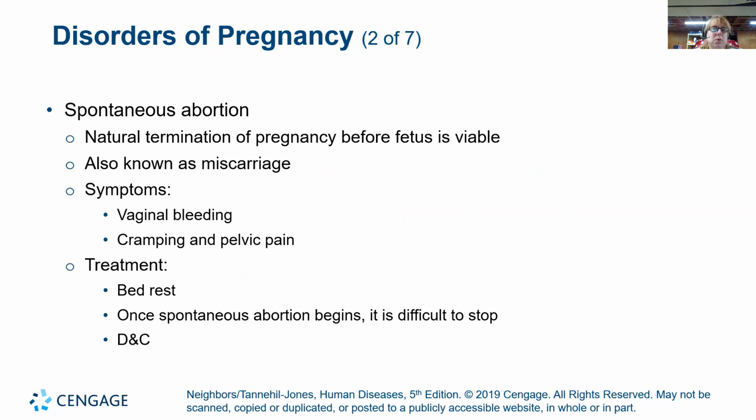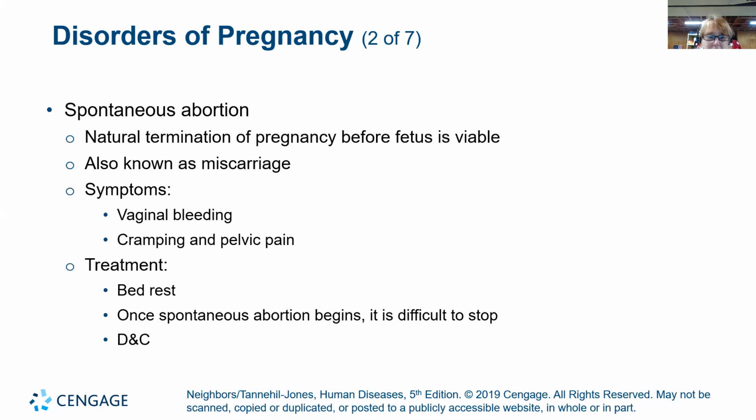So let's talk about the word spontaneous abortion. This is also known as a miscarriage, and the medical term for it, spontaneous abortion, can get people riled up, and miscarriage sounds a little nicer, okay? It is when nature terminates the pregnancy before the fetus is viable, okay? Usually it starts with vaginal bleeding, cramping, and pelvic pain.